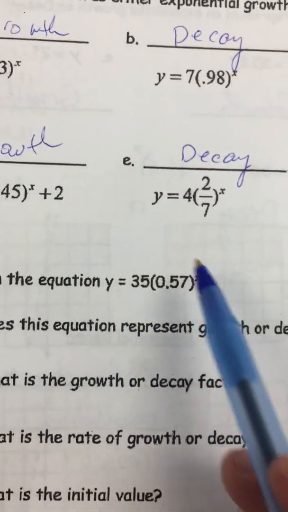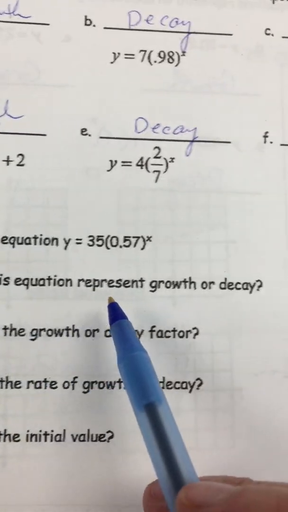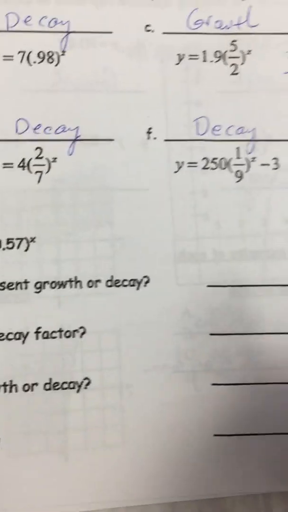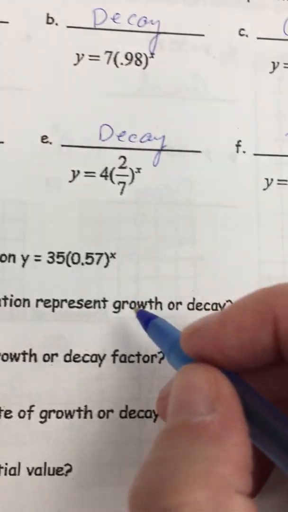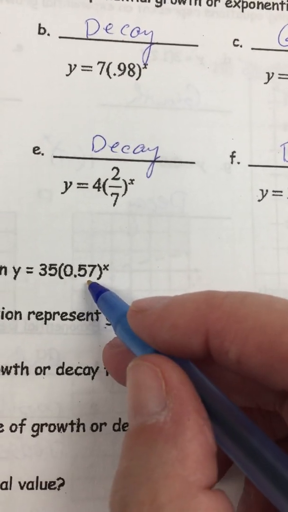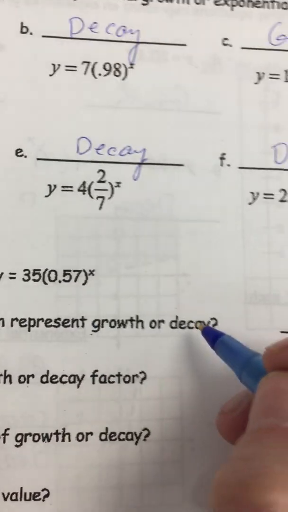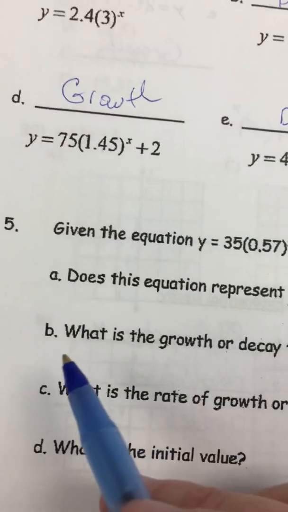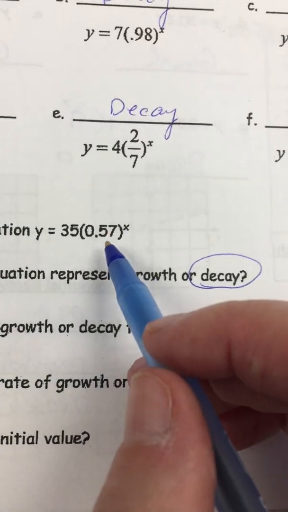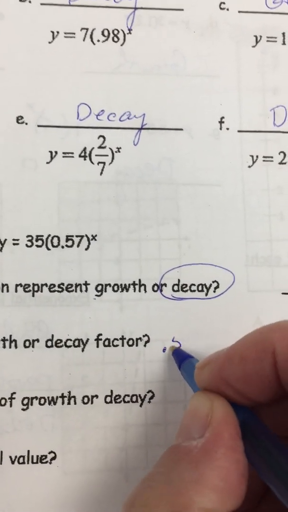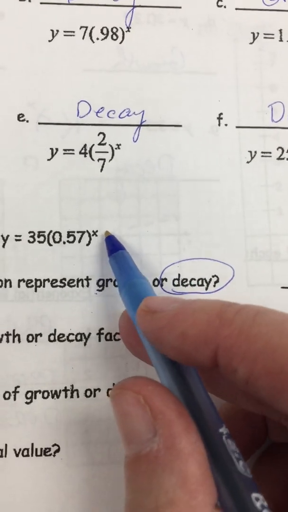All right, given the equation, so here's my lovely equation. Does this equation represent growth or decay? So you can do it over here. I'm just going to keep it here where I can see it and just circle it. Is 0.57 bigger than 1 or less than 1? Less than 1 is decaying. What is the growth or decay factor? It is 0.57. That number that's being raised to the x is it.